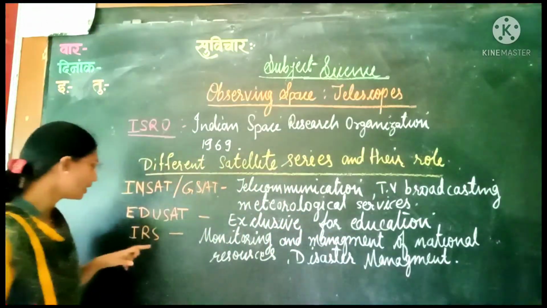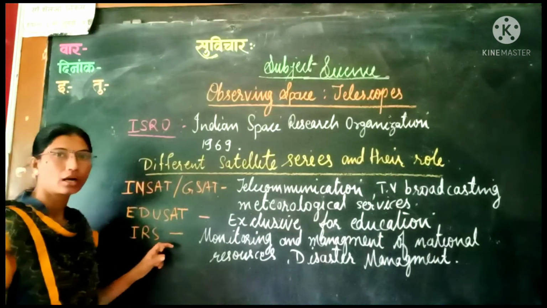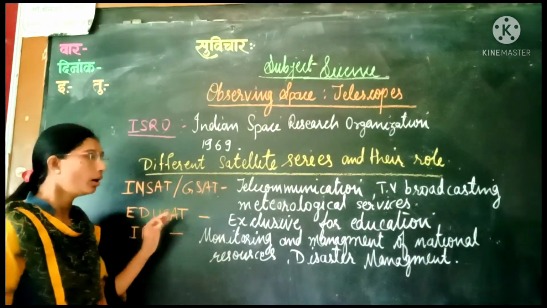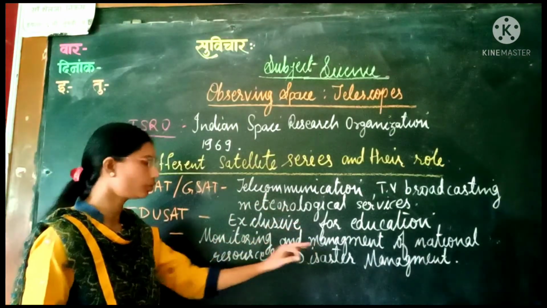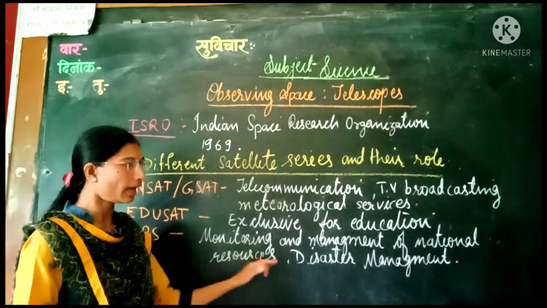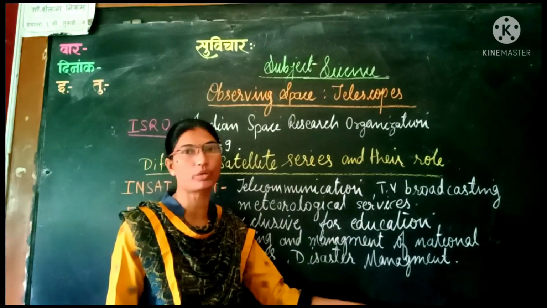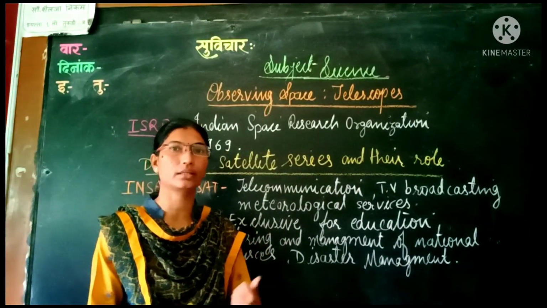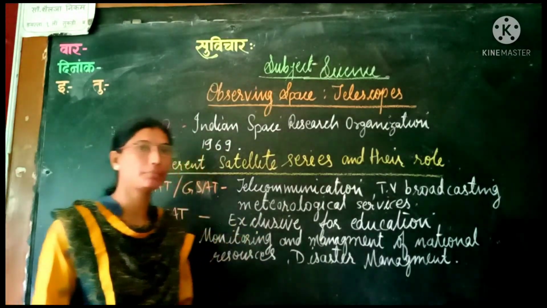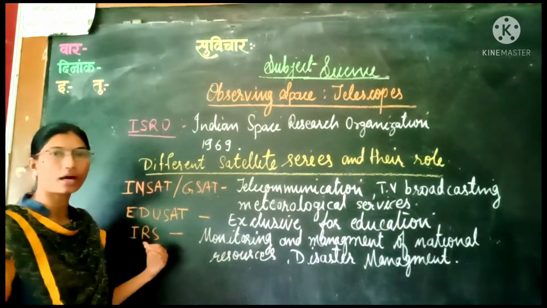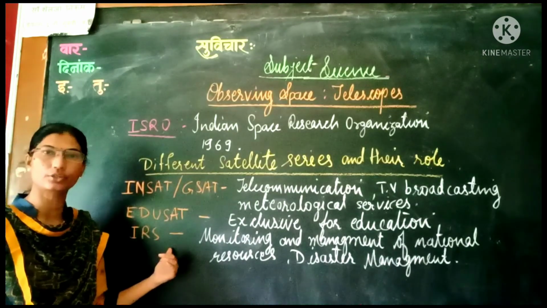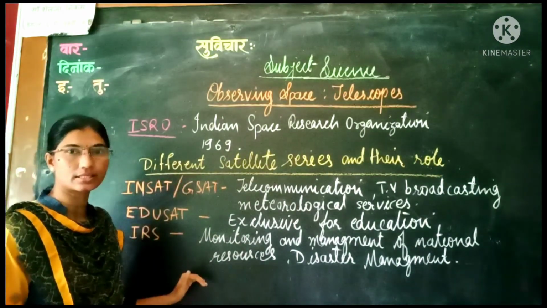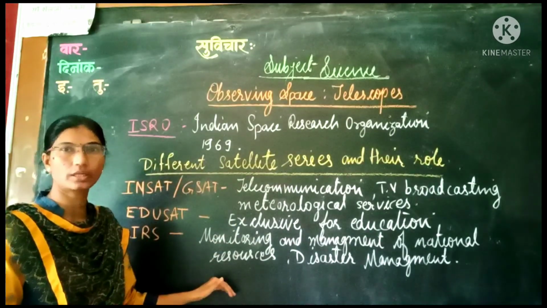Another one is IRS. IRS are a series of satellites which work on monitoring and management of natural resources and in disaster management, for example for forecasting storms or forecasting rainfall. For this purpose these types of IRS satellites are used. So these are the various series of satellites and their functions in different fields.